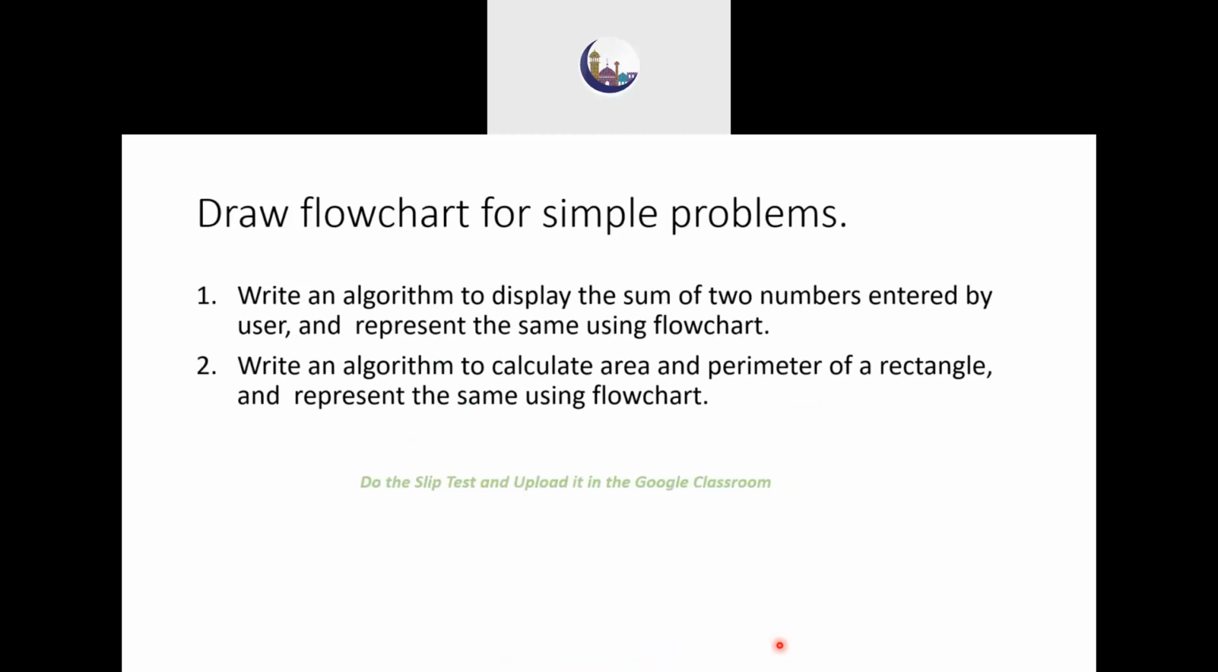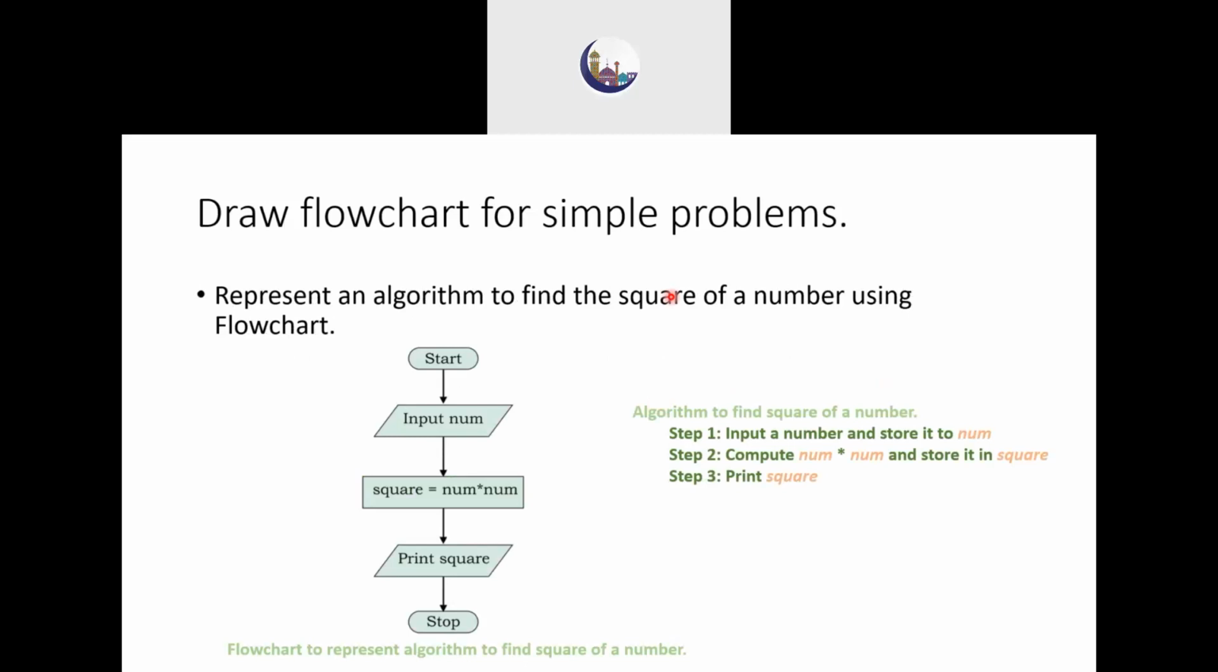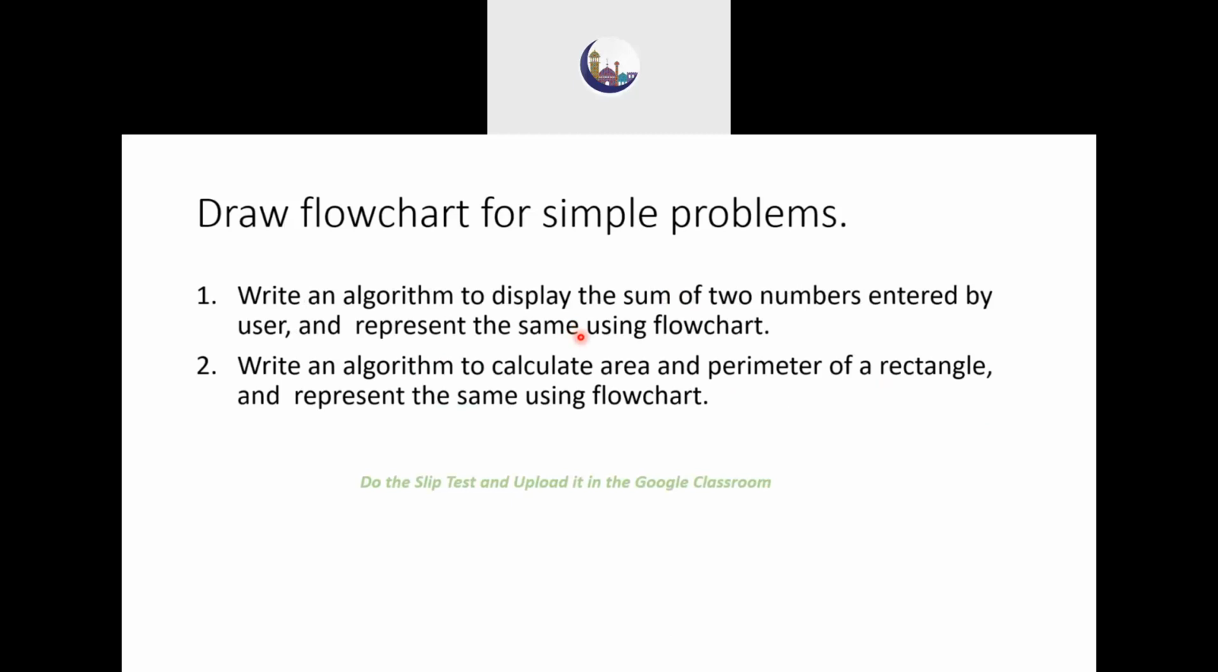Now, there is a small slip test for you. You need to write an algorithm to display the sum of two numbers entered by a user and then represent the same using a flowchart. This is the first question in the slip test. The second one is, you need to write an algorithm to calculate the perimeter of a rectangle and represent the same using a flowchart. So simple parts. Do refer to this particular slide. You'll easily be able to write it. You need to upload these two things in the Google Classroom.